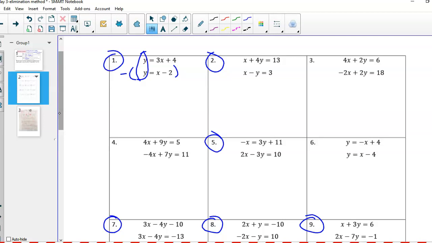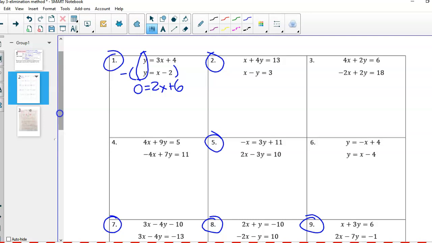So when we are subtracting this, let's take it step by step so you don't miss anything. y minus y is what? 0. 3x minus x is 2x. And then 4 minus negative 2 is 6.